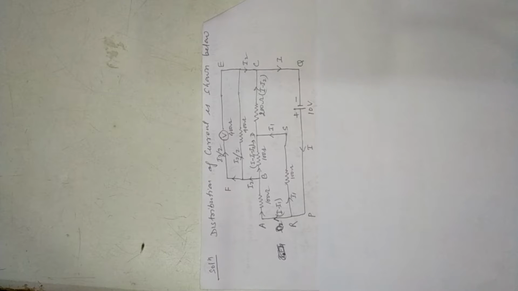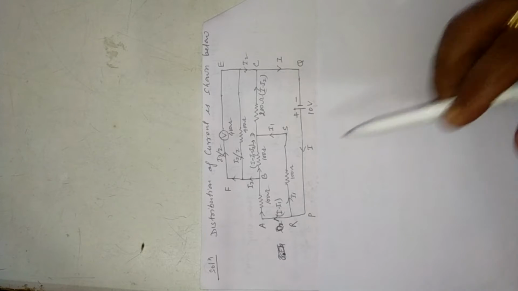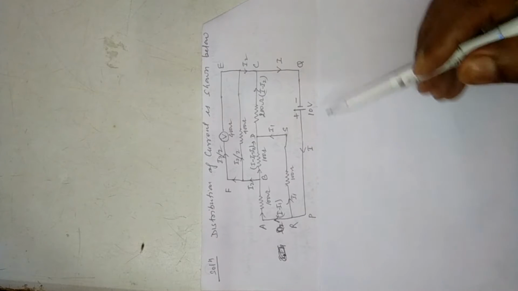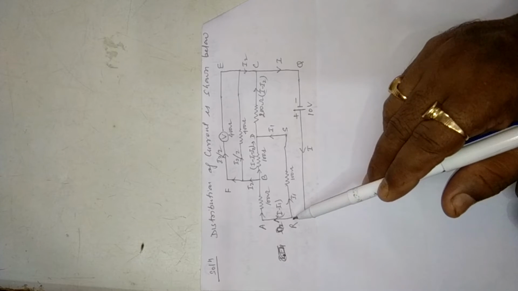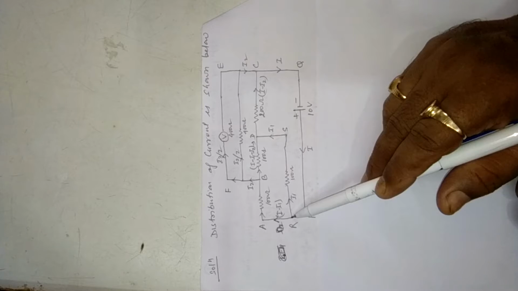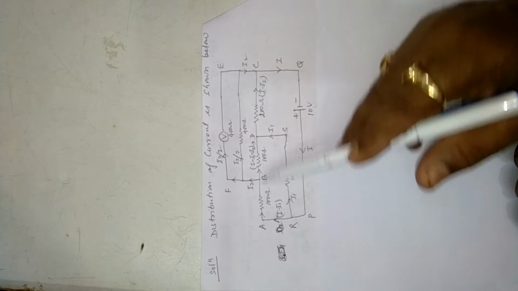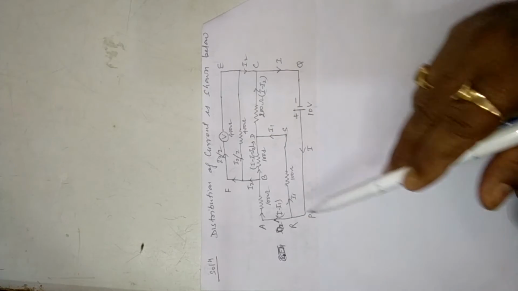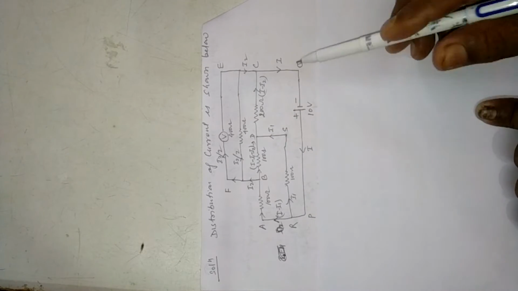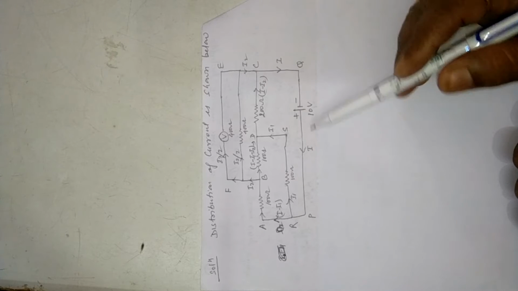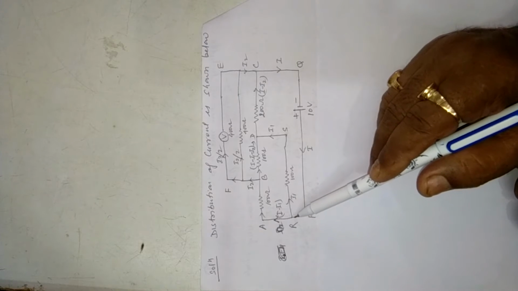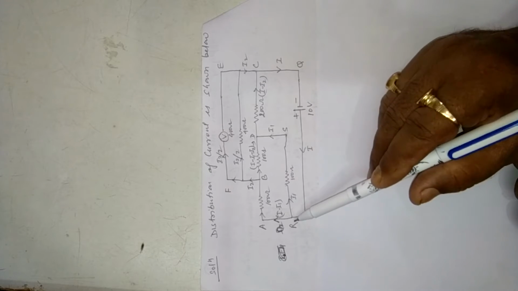First of all, we have to distribute the current in the different arms. So here is the distribution of current from this 10 volt cell. Current I is emptying out and reaches the point R. I have named the junctions A, B, C, D, E, F and then P, Q, R, S. So current I from the 10 volt cell reaches R, and here it is divided into two parts.